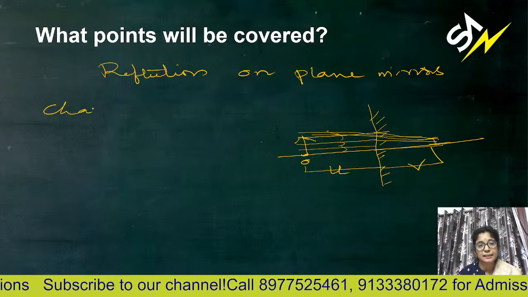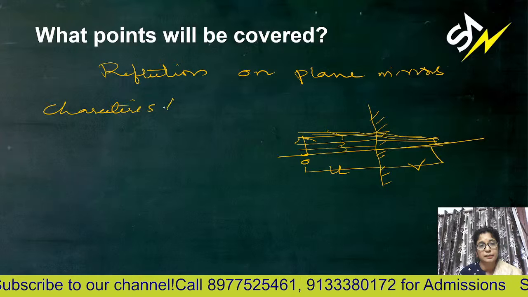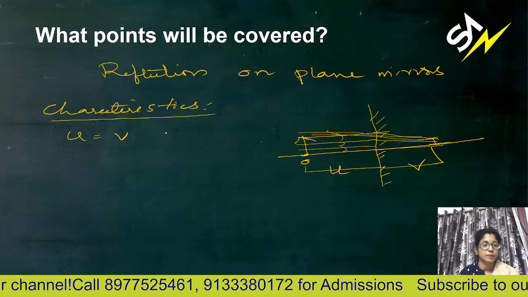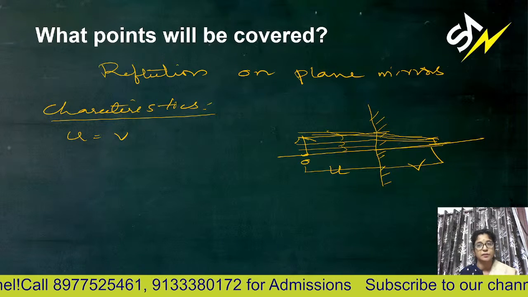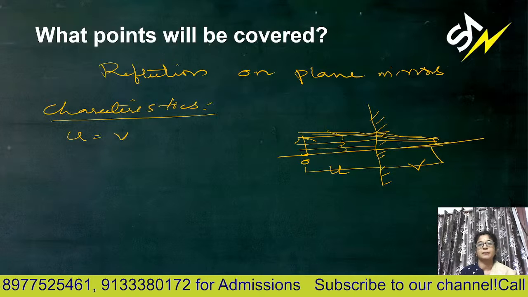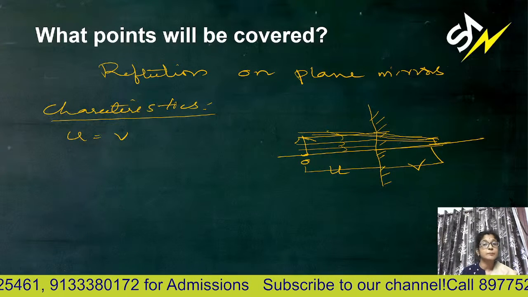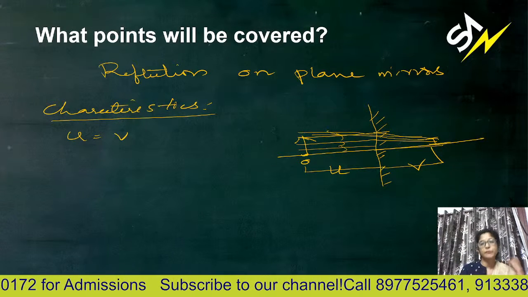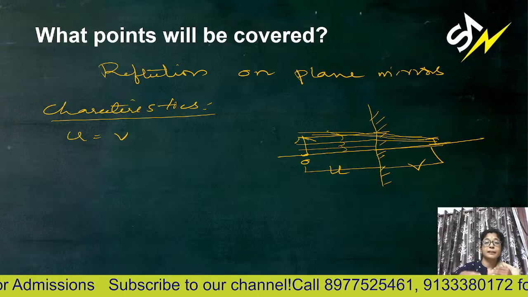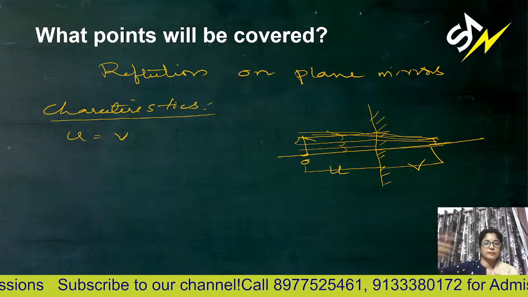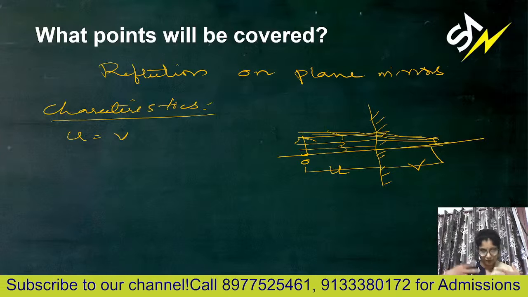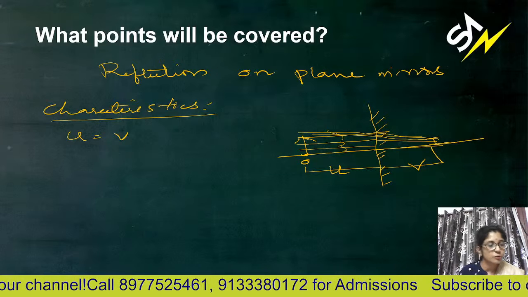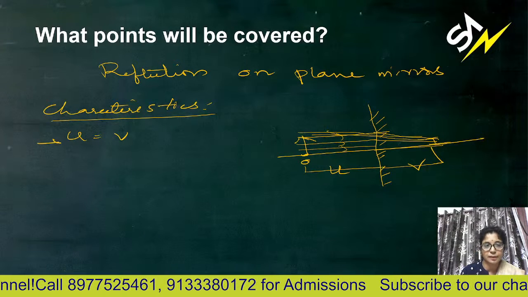What are the characteristics of the image formed in the mirror here? The very important characteristic of the image formed is u is equal to v, meaning object distance is equal to image distance. For example, you are standing 3 meters from the mirror. Then your image will be formed 3 meters from the mirror, on the back side of the mirror. And if you move 2 meters away from the mirror, then your image also moves 2 meters away. Meaning 3 plus 2, how much? 5. If object distance is 5, then image distance also becomes 5 here. So u is equal to v. This is the first characteristic.